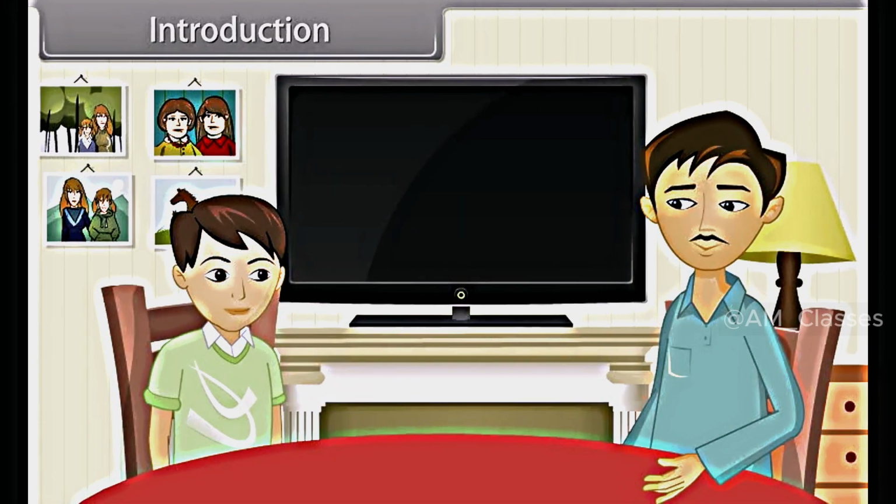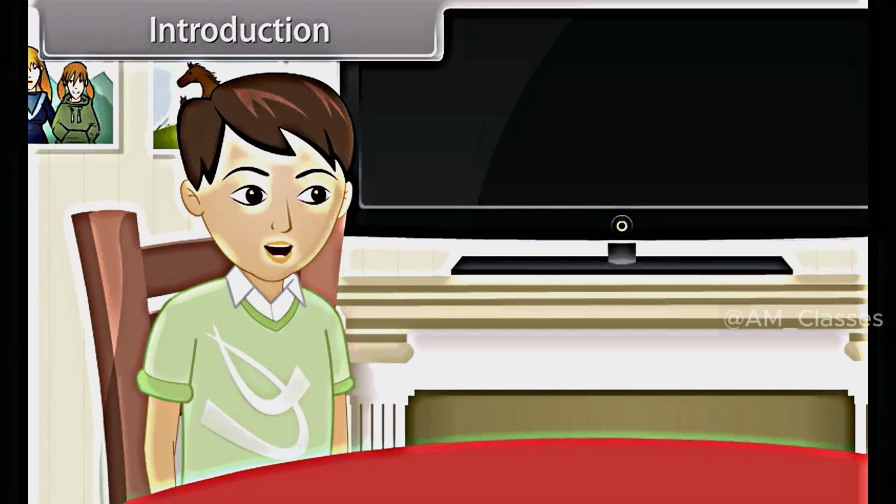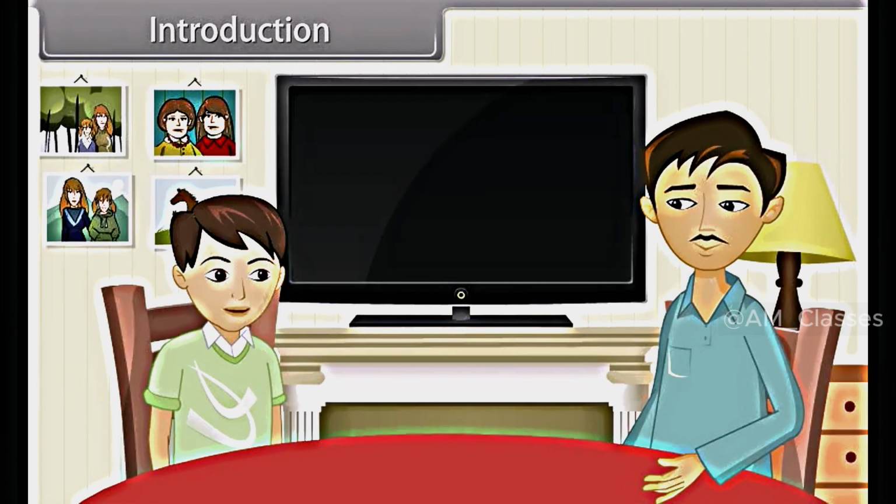Introduction. So son, today is the match of India versus Australia. Yeah, we will enjoy the match. What do you think, who will win the match? India, that's obvious. How can you be so sure? Do you already know? No, my son, I'm not sure, but we can find the probability of who will win the match. What is probability? In this lesson, you will learn how to find the probability of various events.